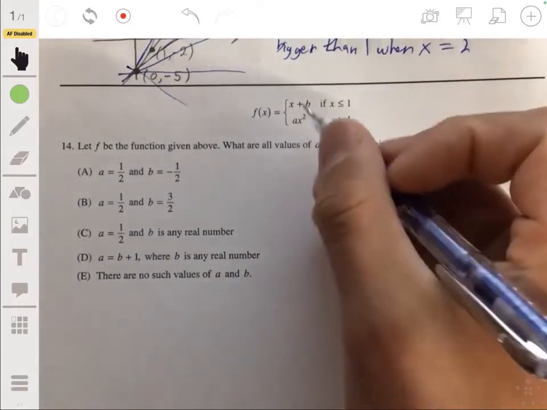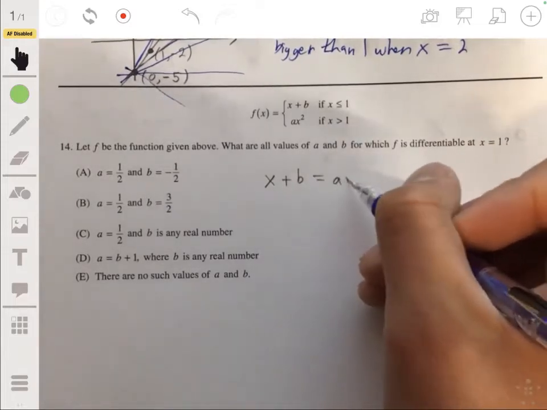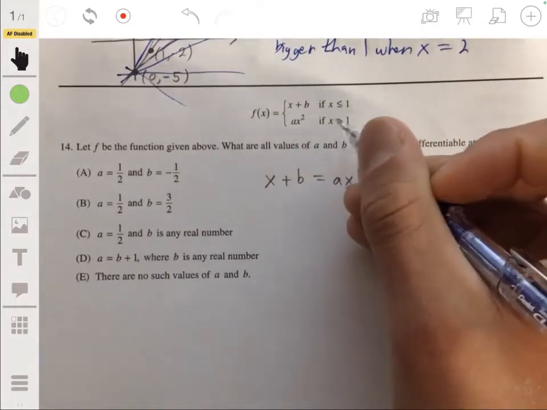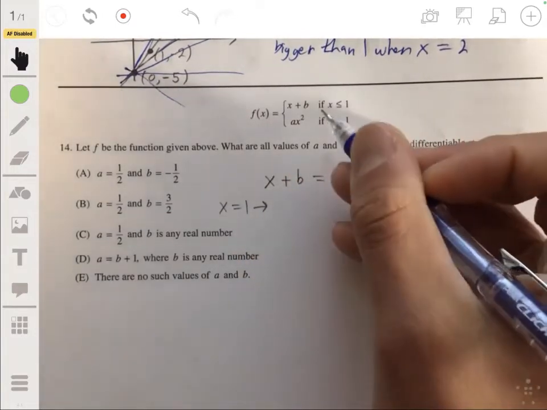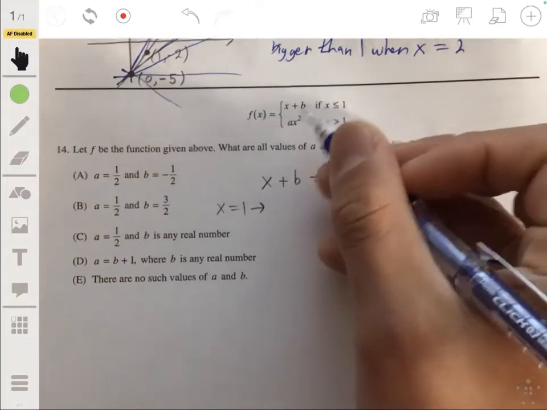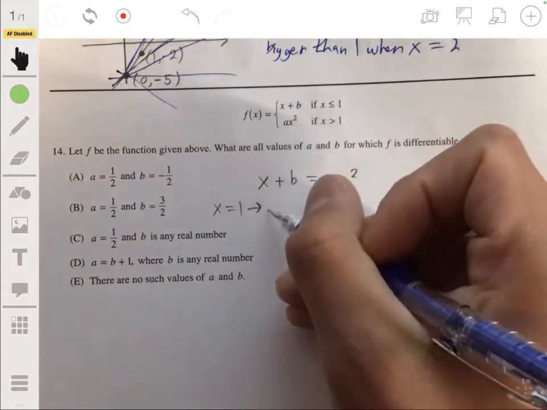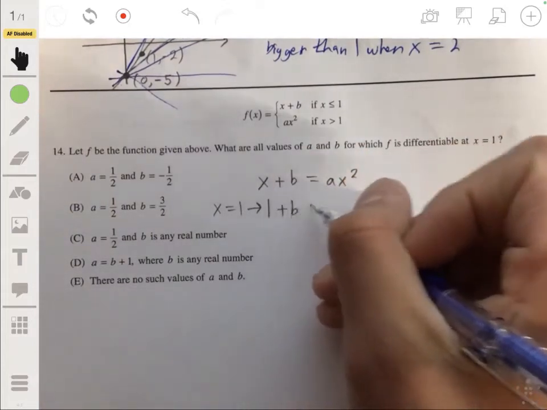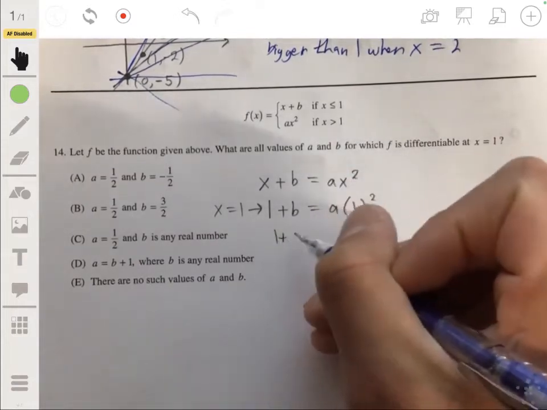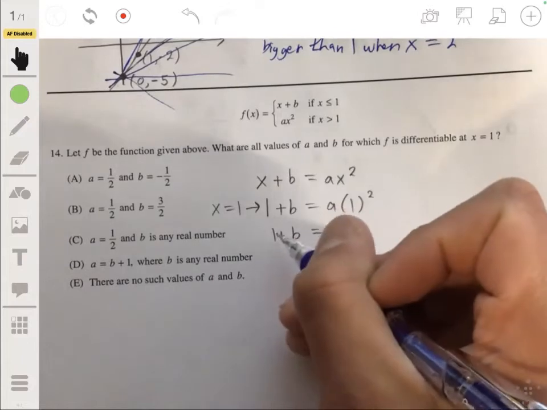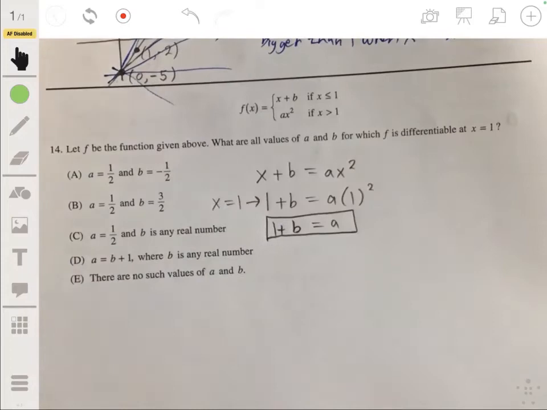If it was continuous at 1, that means that x plus b has to equal ax squared when x equals 1, because they both have to have the same value when x is 1, because they both have to connect. So then we have basically 1 plus b equals a times 1 squared, or just 1 plus b equals a. That's all we can find out from this first piece of information.